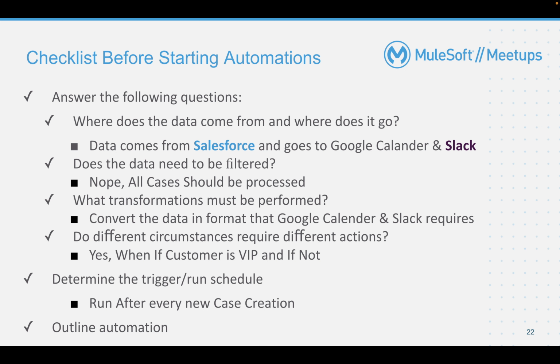Then, do different circumstances require different actions? Yes. Currently, as said, I would check whether the customer is a VIP or not. If the customer is VIP, then I would perform a different set of actions.